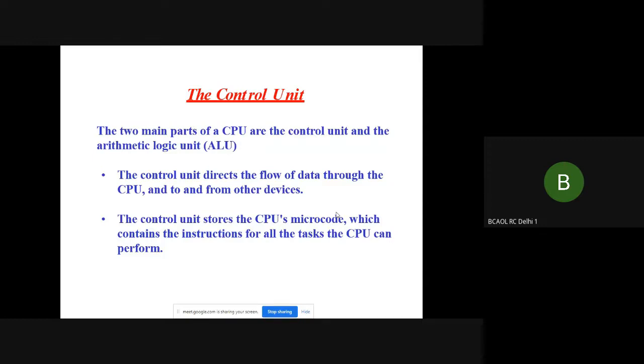The control unit directs the flow of data through the CPU and to and from other devices. That means the controlling of data and of all the devices is done by the control unit. If it has to take input and give output, everything is done by the control unit. It takes the data from input devices and returns the output to the output devices, so it is controlling all the flow of data in the CPU. The control unit also stores the CPU's microcode, which contains the instructions for all the tasks the CPU can perform. Microcode means the program or instructions for what all tasks the CPU has to do. So what all the CPU will do is taken care of by the control unit.